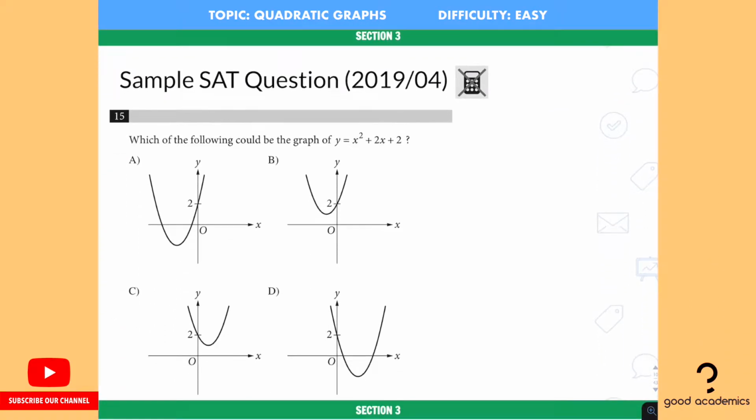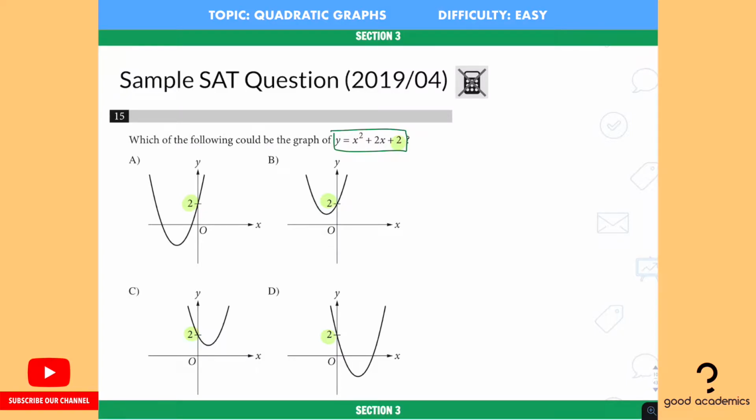So in this question, you can see the graphs. You can see a quadratic equation right here, y equals x squared plus 2x plus 2. You are asked to pick the correct graph that would reflect the equation. One thing that you can see very similar among all the graphs is that they all have the 2 as the y-intercept because, well, we have a 2 right here.